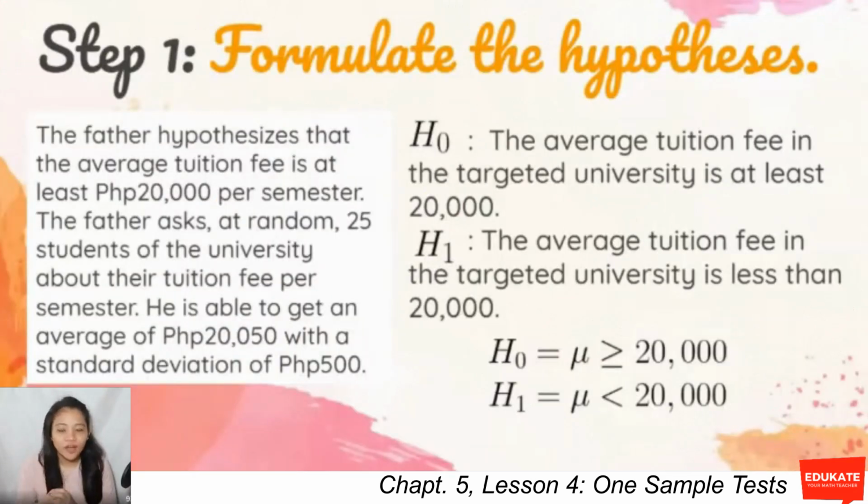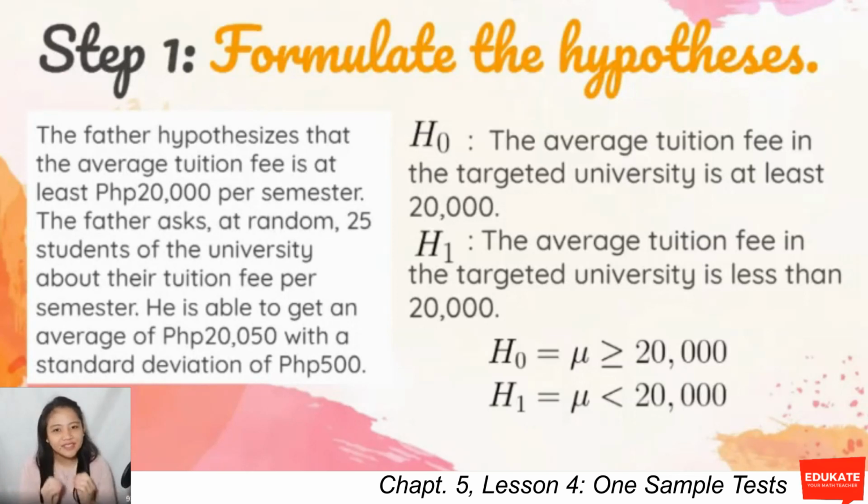So our step 1, from the given problem, our null hypothesis would be the average tuition fee in the targeted university is at least 20,000 pesos. So if we're having a null hypothesis of at least, our alternative hypothesis will have the symbol less than, since at least is the symbol greater than or equal to 20,000 pesos. For alternative hypothesis, we will have the average tuition fee in the targeted university is less than 20,000 pesos.